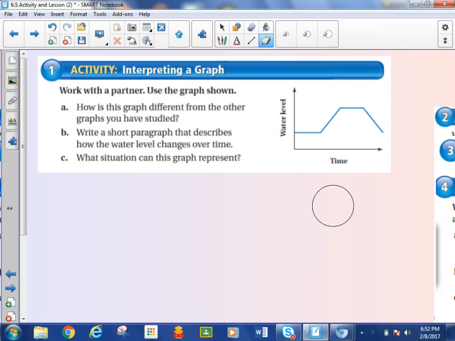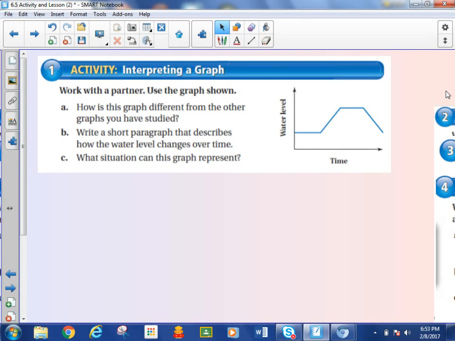And I'm just going to verbally do this. You guys can write it on your practice journal page. Well, in the past, we've worked with just single lines or two lines that intersect or two lines that run alongside each other. And now we're working with a non-straight or non-linear line.